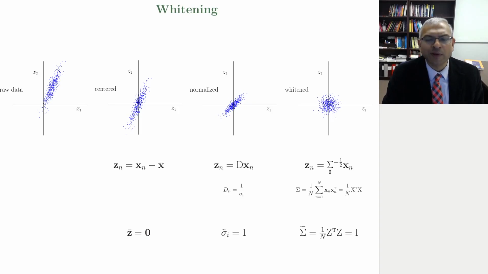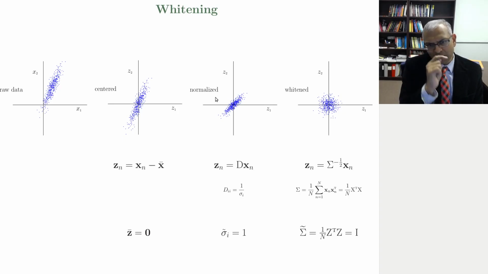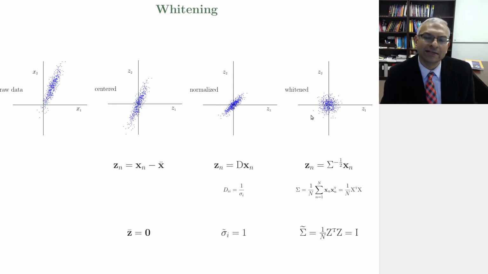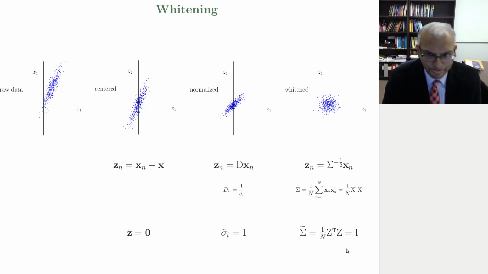We will quickly prove once we get to the board that this whitening transform actually does whiten the data. What does that mean? Once you perform this whitening transform, the covariance matrix for the transformed data will be the identity. So normalizing, what did it accomplish? It set the variance of each dimension independently to 1. But there could be covariance between Z1 and Z2. Once you whiten, not only is the variance along each individual dimension equal to 1, but the covariance between any pair of dimensions is now 0. So the covariance matrix of the transformed data is the identity.